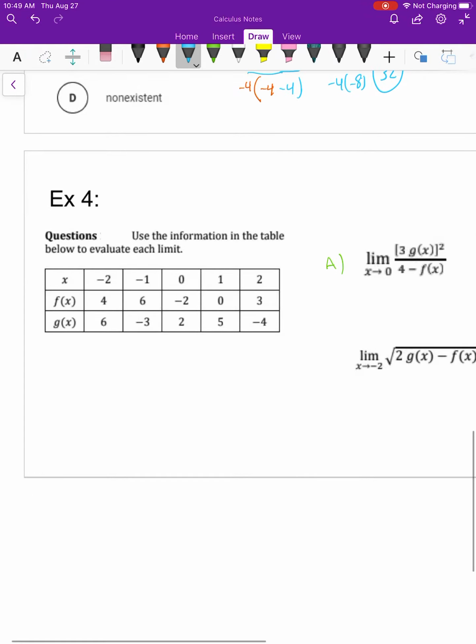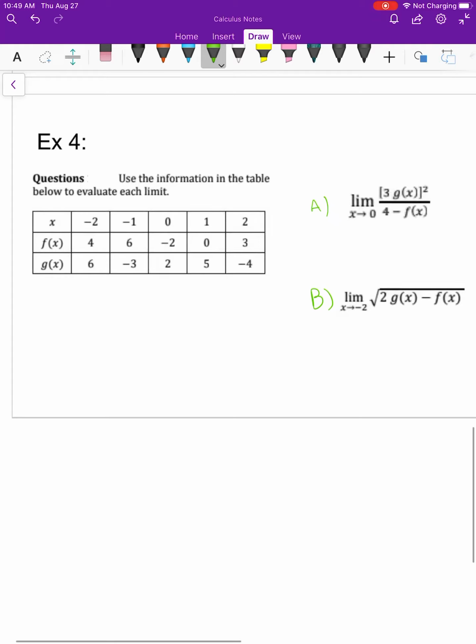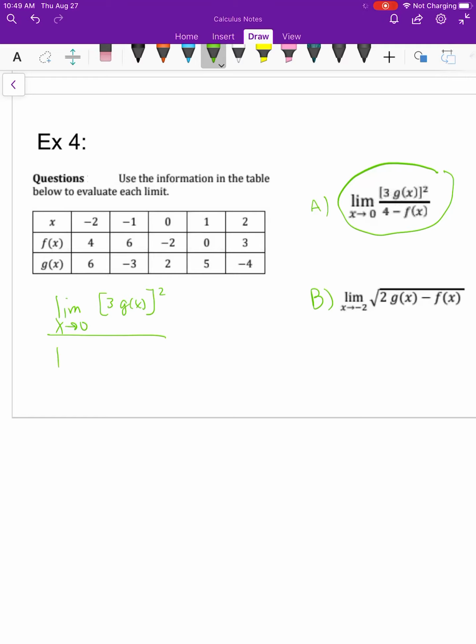And our last problem, I wanted to name them A and B. I just didn't get a chance to do it. And we're going to start with this one. So the first thing we're going to do is put it so that it's the limit of the numerator divided by the limit of the denominator. That's your first step.